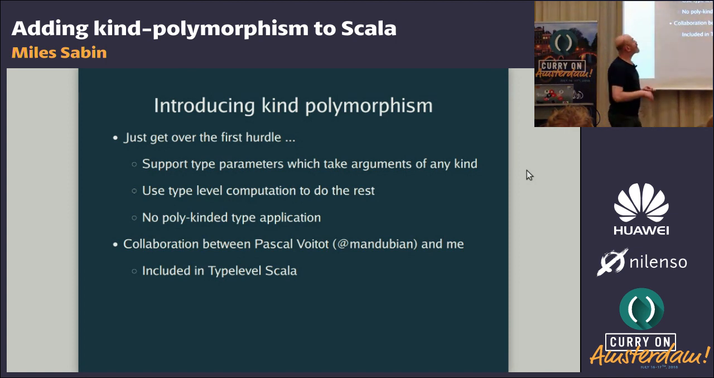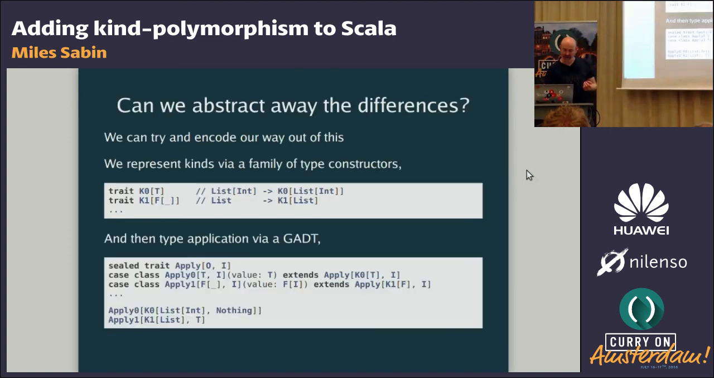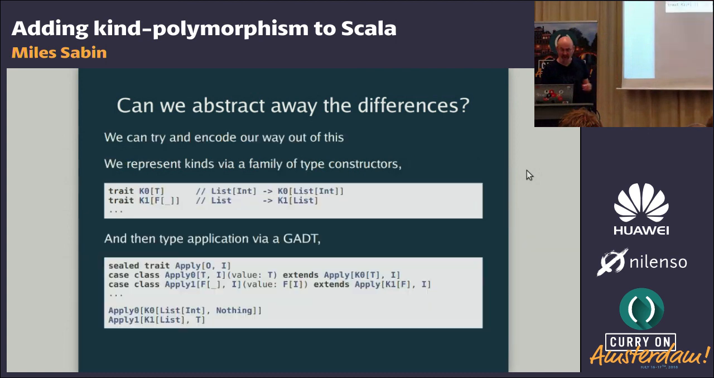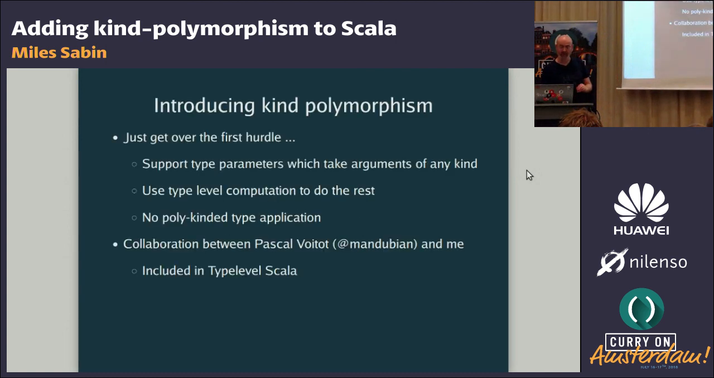We reckoned that in terms of the internals of the Scala compiler, there was enough wiggle room that we would be able to internally represent kind-polymorphism. And the main thing to do was to get over this syntactic hurdle, of there being nowhere in a Scala program you could syntactically put types of different kinds. So that was essentially what we thought we would do.